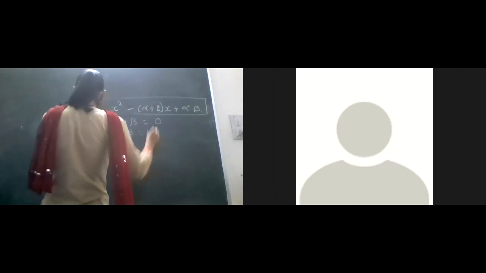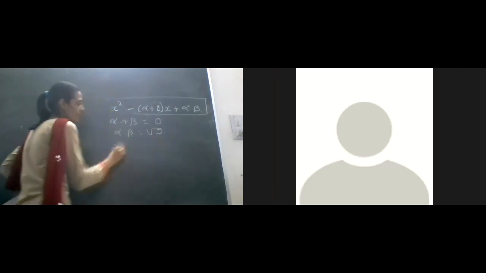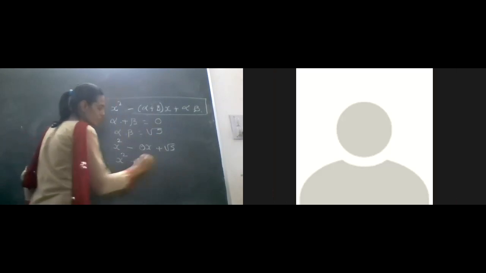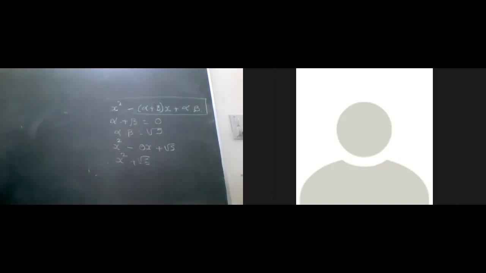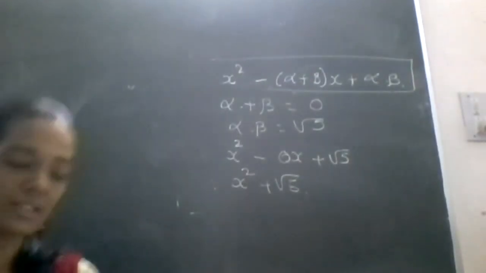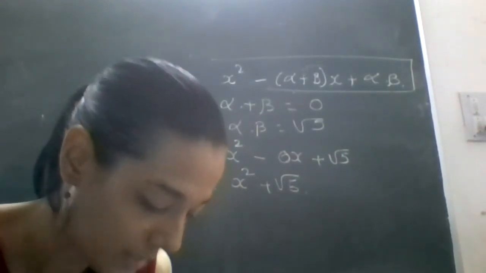Okay. So again we are doing the next sum. What is given, alpha and beta? Alpha plus beta is given as 0 and the product alpha into beta is given as under root of 5. So what will it become? x square minus 0x plus under root of 5. So x square plus under root of 5 is your required quadratic equation. Understood now? It is so simple.